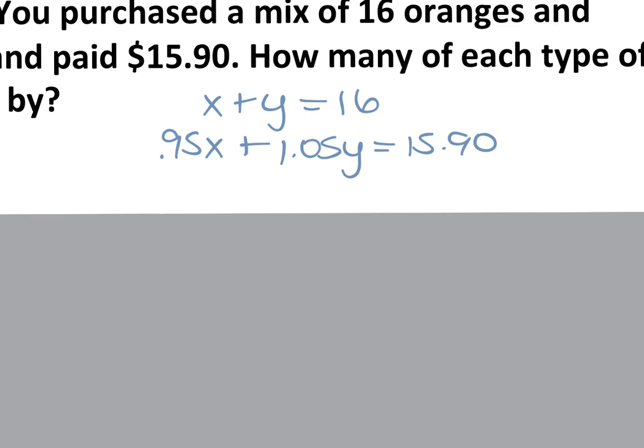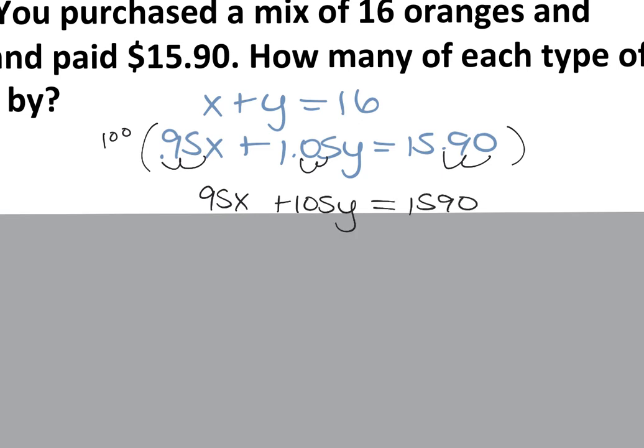Because I have the calculator, I may leave the decimals and just multiply, but if you want to get rid of the decimals, you can. I would have to multiply this whole second line by 100 because I've got to move it twice, twice, and twice. So 95x plus 105y equals 1590. And then my other equation is this.